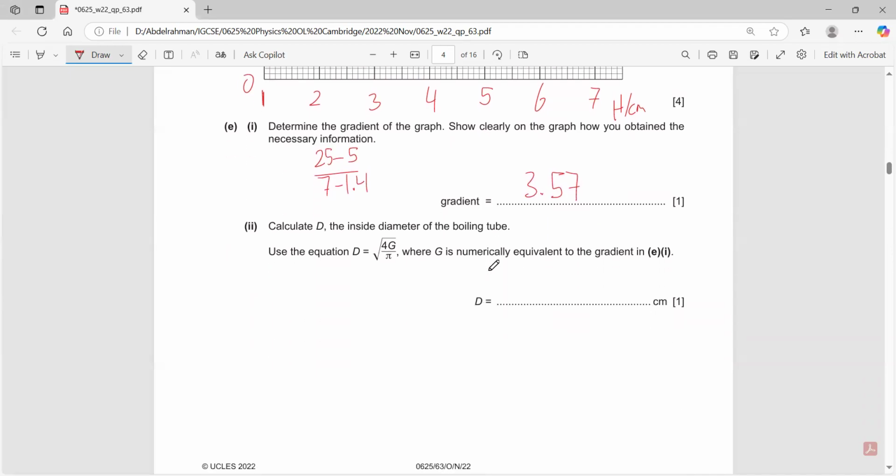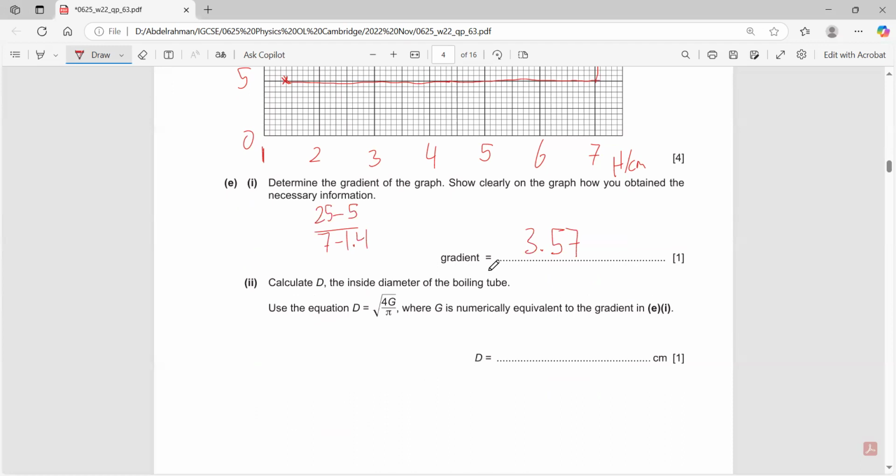Can I find D, which is the diameter of the boiling tube, using this equation, D equals the square root of 4g over pi? So the square root of 4 times 3.57 over pi. This is 2.13 centimeters. Excellent.